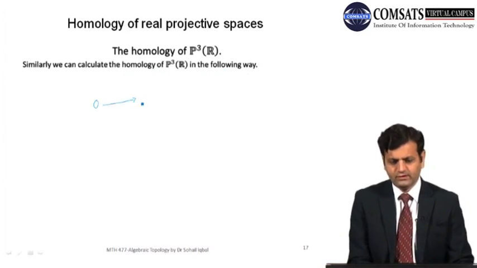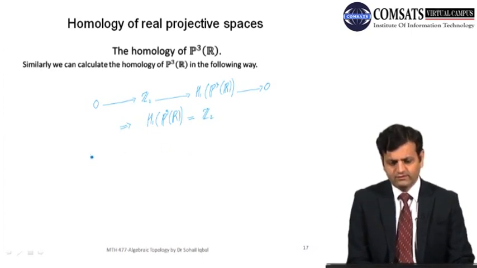So 0 goes to Z2 goes to H1 of P3R goes to 0. Okay, and of course this implies that this first homological group of three-dimensional real projective space is Z2. Okay, so we can observe that we have calculated all the homological groups of this three-dimensional real projective space. Okay, so this is Z when i is equal to 0, this is Z2 when i is equal to 1.